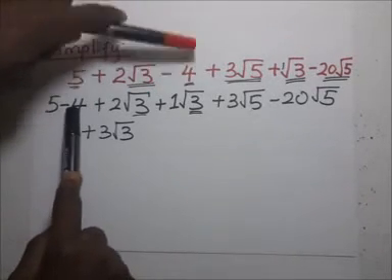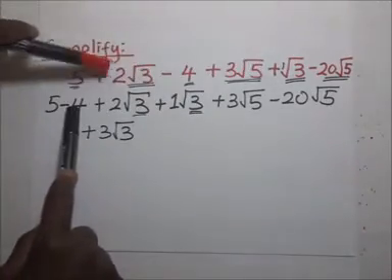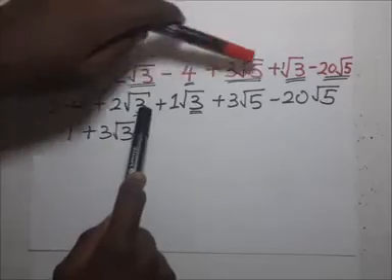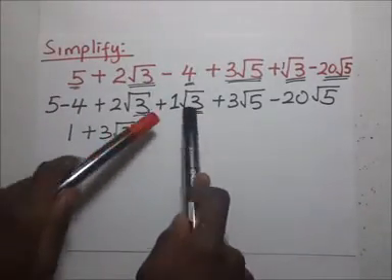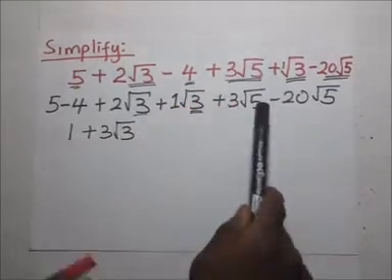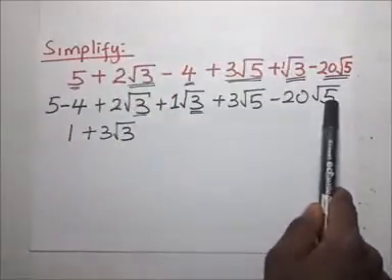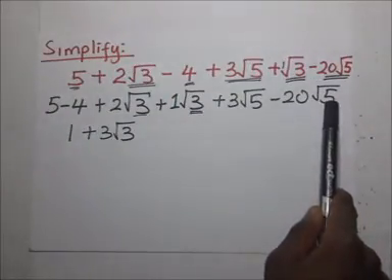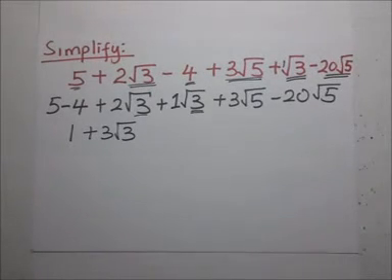Then we look at numbers with root 3 and we put them together. So we have plus 2 root 3, which is that one, then plus 1 root 3, which is that one. Then we have numbers that are having root 5. Then we have plus 3 root 5, which is that one, then minus 20 root 5, which is that one. So after arranging them like that, collecting like terms together, then you go ahead and simplify them.